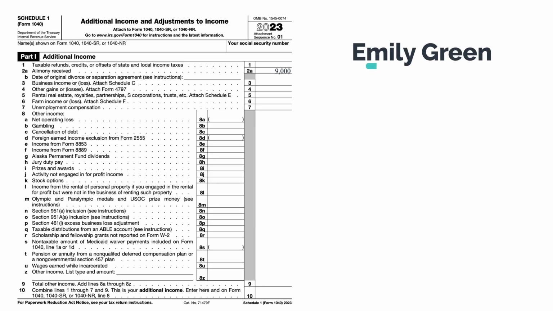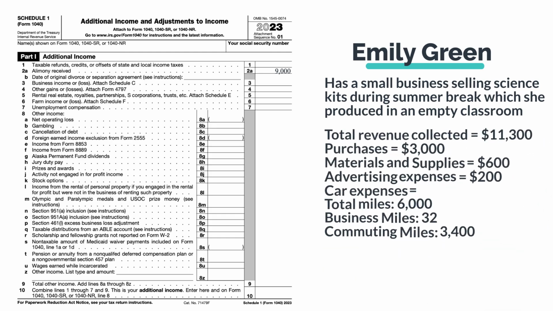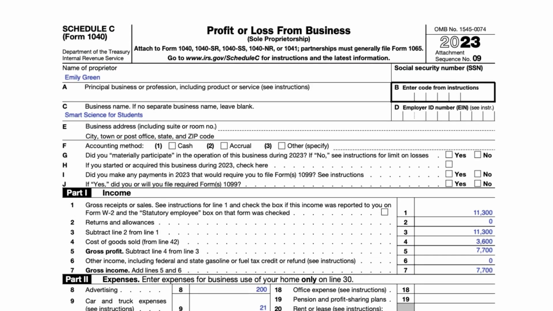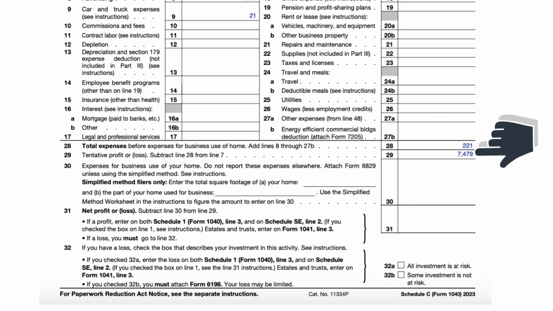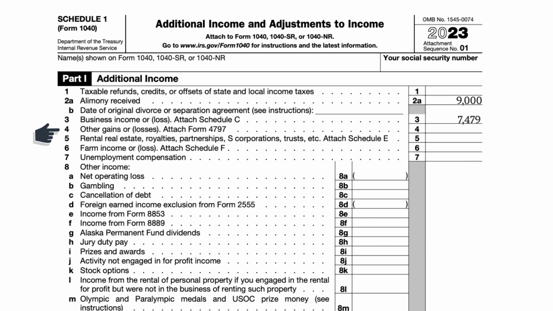On Schedule 1, line 3, business income from Schedule C is added. You'll learn how to fill out Schedule C in the small business unit of the course, but for right now, we'll just take the amount of business income and enter it here on line 9. She had no other business gains or losses to enter on line 4. She did have rental income, so we're going to need to fill out Schedule E. Before filling out Schedule E, though, let's look at the remaining lines. So she had no farm income, no unemployment income for the year, and no other income.